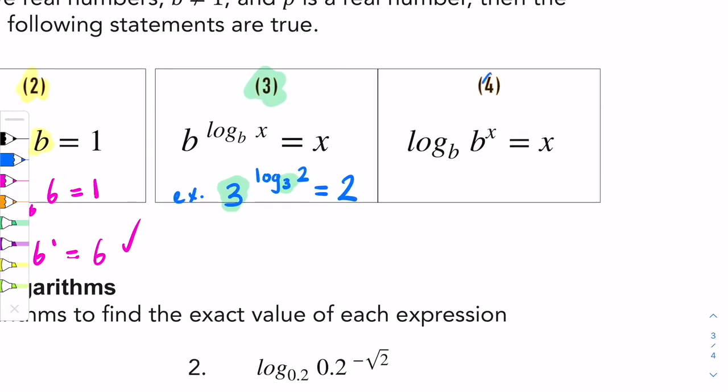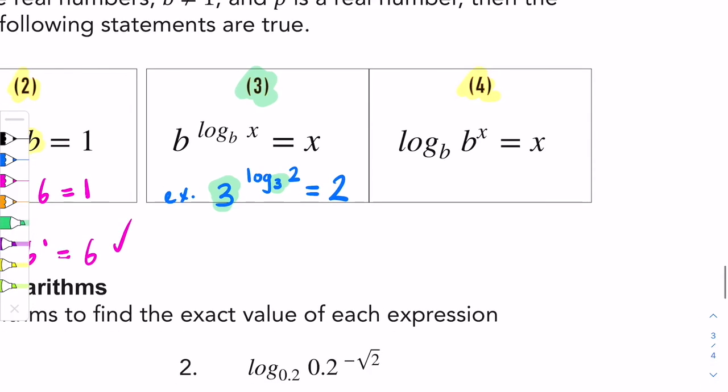And lastly, the fourth one we're going over today says that if you have log base b of b, so 2 values that are the same, and then you have an exponent of x, then your exponent is going to be your answer. For example, log base 4 of 4 squared is equal to 2. We know that the exponent is our answer.